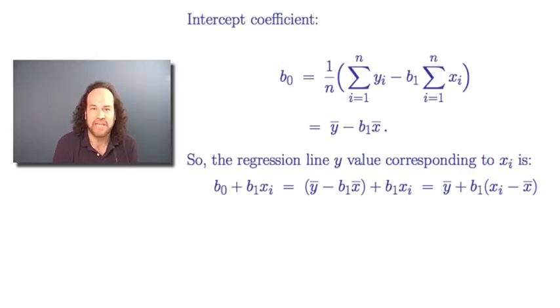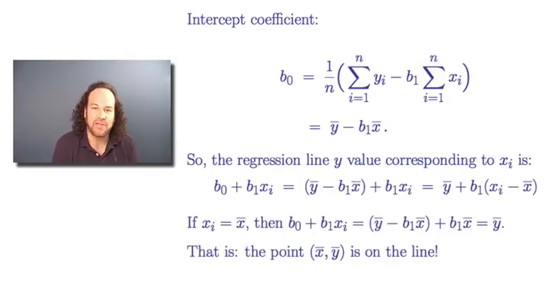One thing it means in particular is if it so happened that xi was equal to x bar, that is, if we started at an x value right at the mean, then the corresponding y value, as you can see, would also be equal to y bar. So it means that the point x bar comma y bar is actually on the line of best fit. So we can see that this line that tries to match up all the points as well as possible always goes right through the mean of x and mean of y. That's always going to be a point on the line. Okay, so that's a little something about the intercept coefficient.